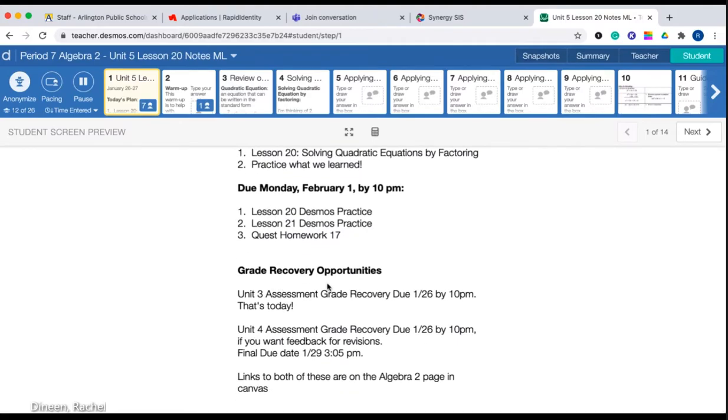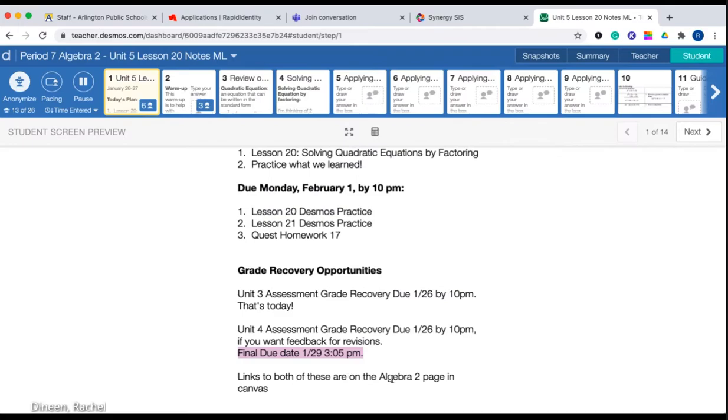Remember about the grade recovery opportunities. I actually extended mine to the 27th. So the Unit 3 assessment grade recovery, please turn in by tomorrow, not today, by 10 p.m. if you want feedback. And then Unit 4 grade recovery as well. Everyone can do that one. Turn in by tomorrow, not today, 10 p.m. if you want feedback for revisions. The final due date for both of those is Friday at 3:05.